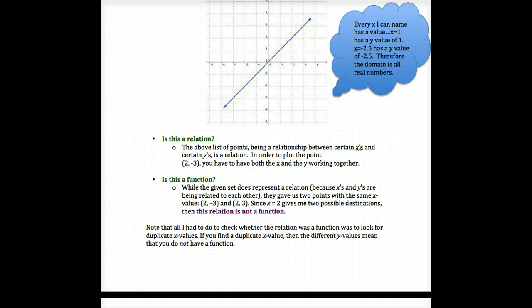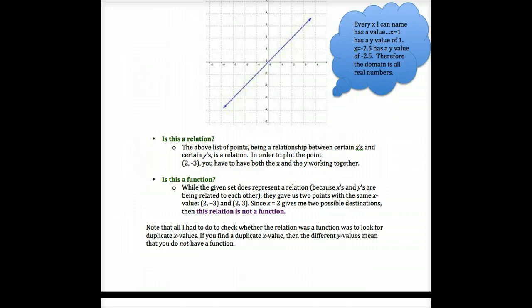Another question I have is, what is a relation? Is that set of ordered pairs I gave you a relation? The above list of points is a relation because it shows a relationship between the x's and the y's. In order to plot the point (2, -3), you have to use both the x and the y together to plot that point.